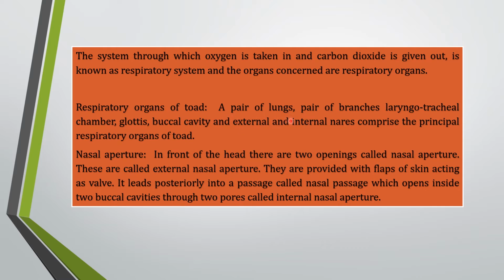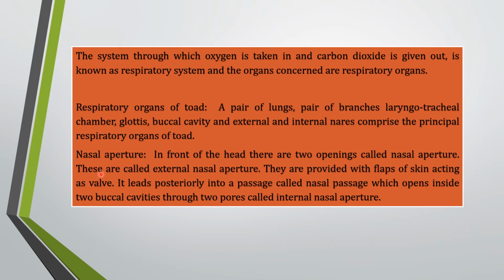A pair of lungs, pair of bronchi, laryngotracheal chamber. Please pronounce it properly. Laryngotracheal chamber. Glottis. See the spelling. Double T is there. Buccal cavity and external and internal nares comprise the principal respiratory organs of toad. Remember this always. These are the respiratory organs of toad which make the respiratory system of toad.